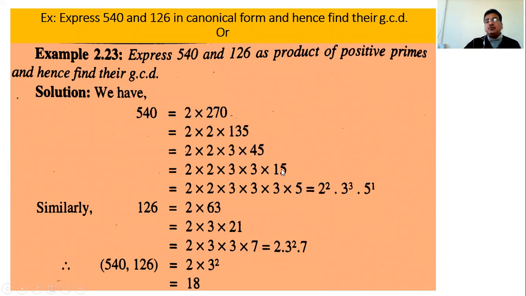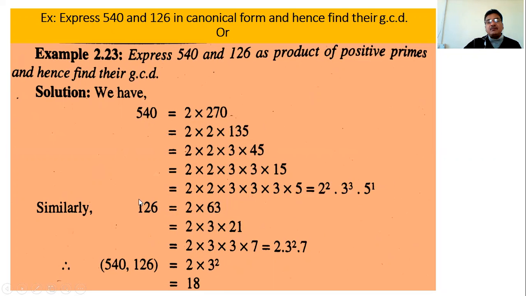Divide this 15 by 2 first. But 2 is not a divisor, then take 3. If 3 is not a divisor, then take 5. Don't take 4. Then 15: 3 is a divisor, and then 3 into 5 is 15. And therefore, what is the canonical form of 540? 2 raised to 2, 3 raised to 3, and 5 raised to 1. This is the canonical form of 540.